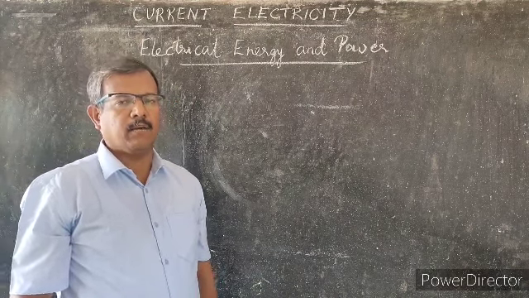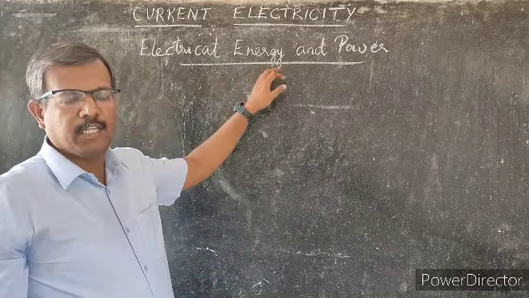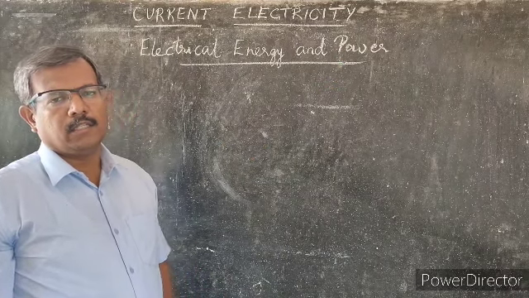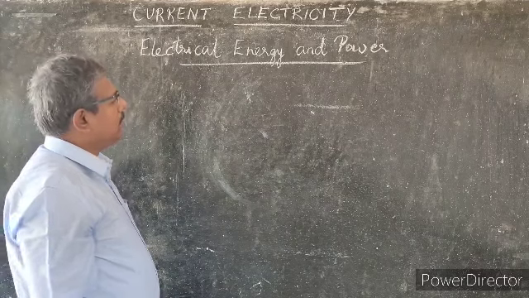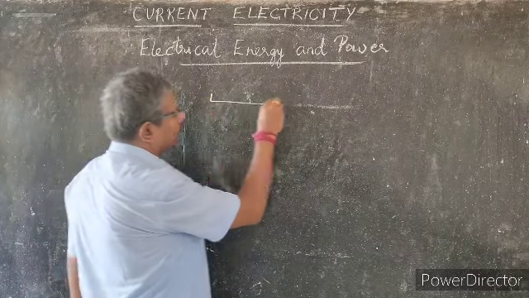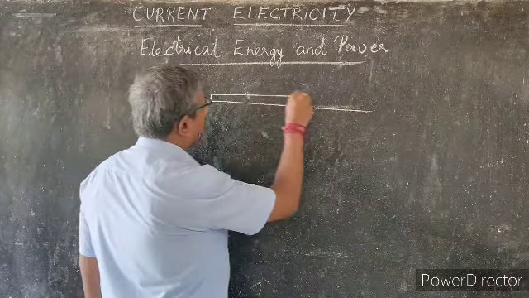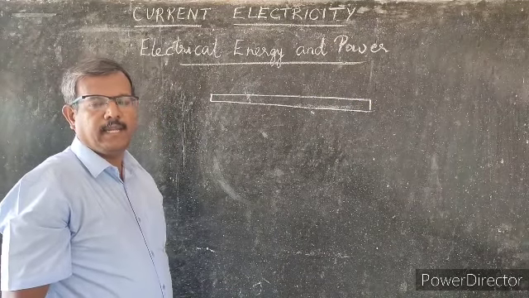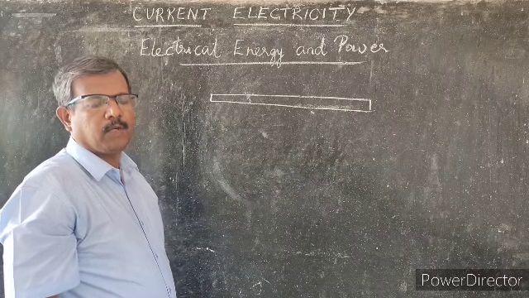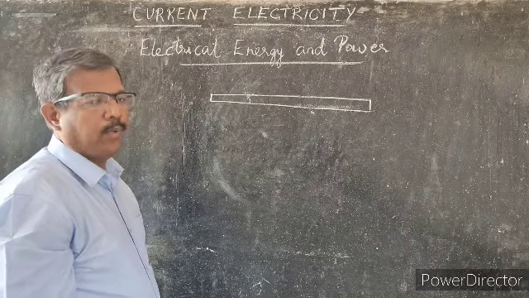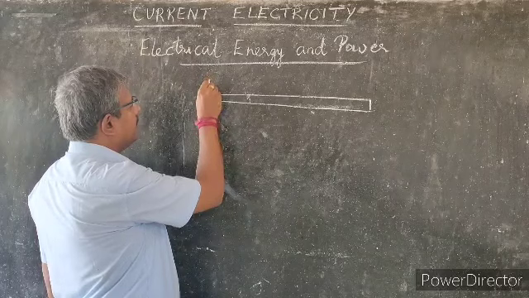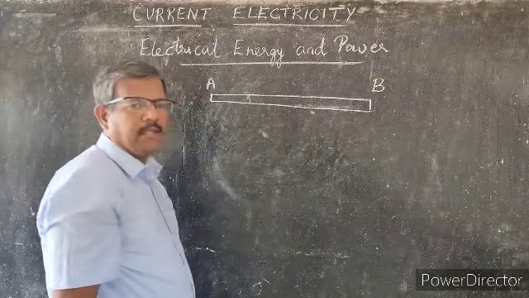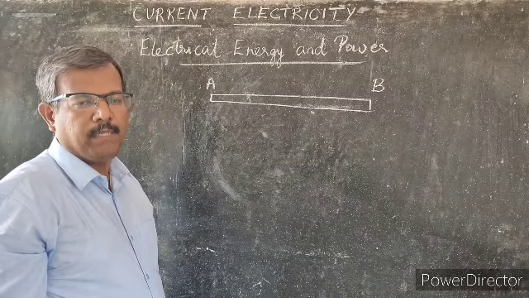Let's briefly discuss electrical energy and power. Consider a simple conductor which is maintained at a certain potential difference between its two ends. Let this end be denoted by A and this end be denoted by B.